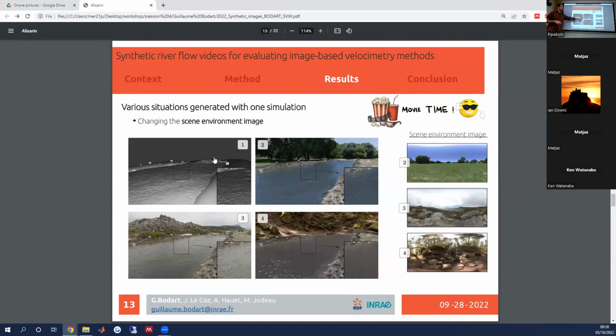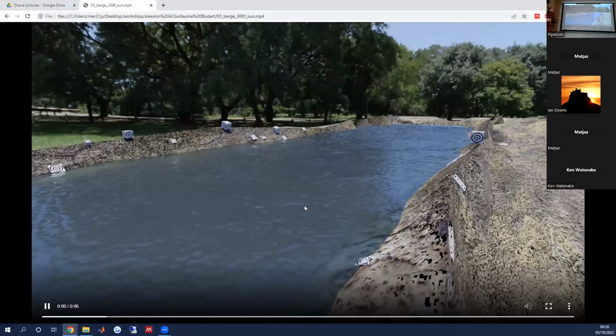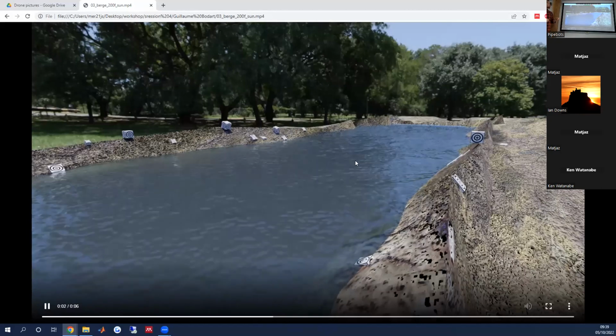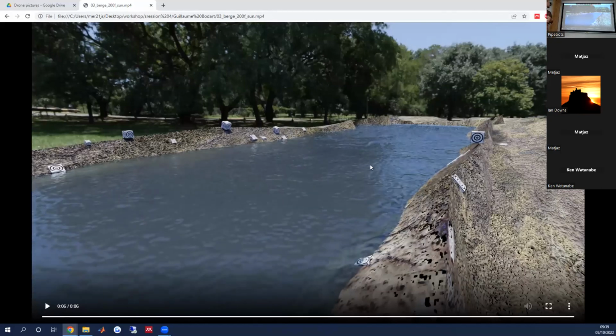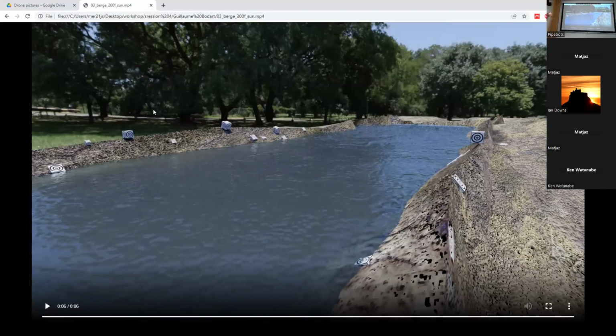Here are many cases that were generated with only one simulation, just by playing with the scene. Here are the scene environment images, and you can see here the mesh view. Using these different environments, we have different water aspects. Can you please click on this one? The colors are not super great, but at least you can see what we have in this situation.